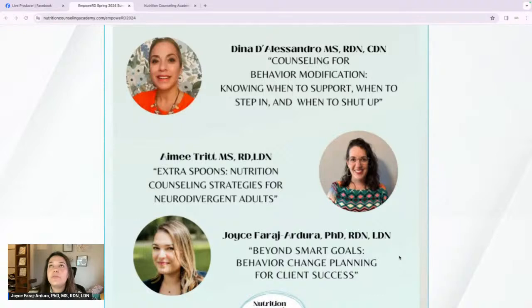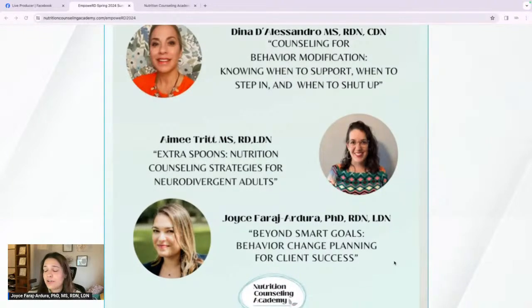Imagine how much better equipped you would be if you knew how to have effective sessions or conversations with your clients who might be adults living with ADHD or autism. So there's going to be this session to attend. And I'm going to be finishing off day 3 with Beyond SMART Goals, behavior change planning for client success that goes beyond the SMART goals we're taught about.